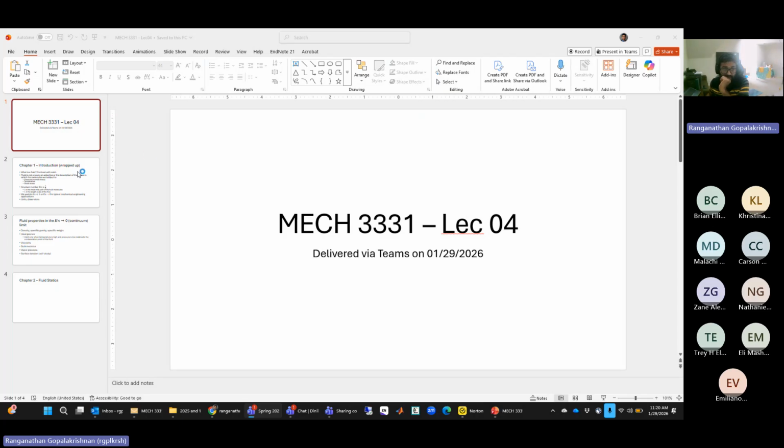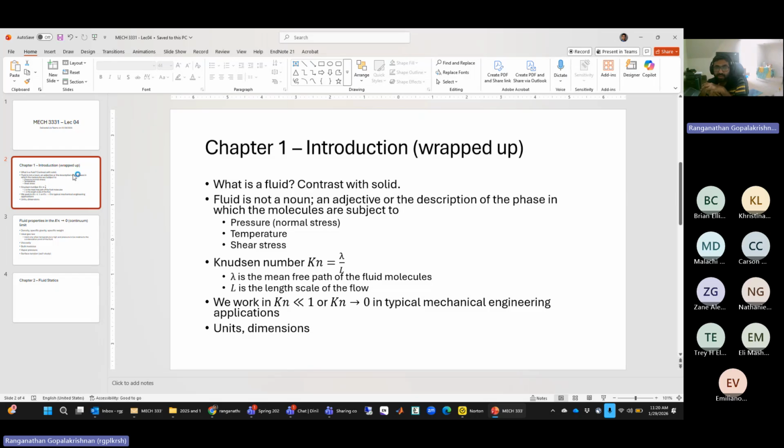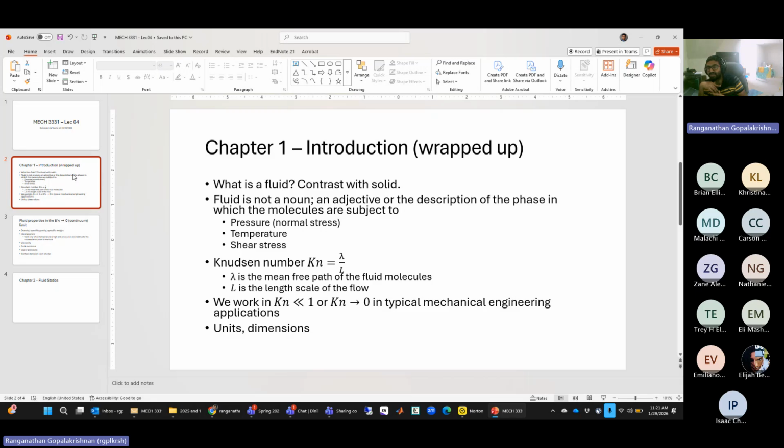So last lecture, we wrapped up the introduction, or chapter one. We had a three-lecture discussion on what is a fluid. We contrasted that with a solid. One of the things that I kept insisting upon is fluid is not a noun. It's not any particular material. The word is an adjective, or the description of the phase in which the molecules are subject to pressure, temperature, and shear stress, depending on those. The same material can exist as a fluid, as a solid, or something in between. We saw that with numerous examples like ice, water, and steam.